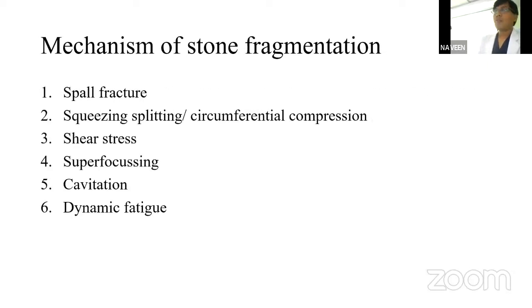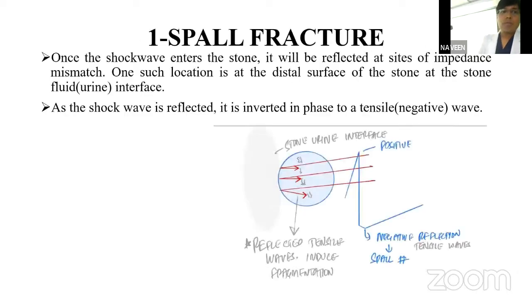So now come to the mechanisms of stone fragmentation. There are six mechanisms of stone fragmentation: spall fracture, squeezing, splitting, shear stress, superfocusing, cavitation, and dynamic fatigue. Now come to the first, spall fracture.